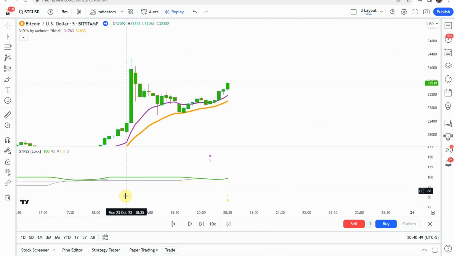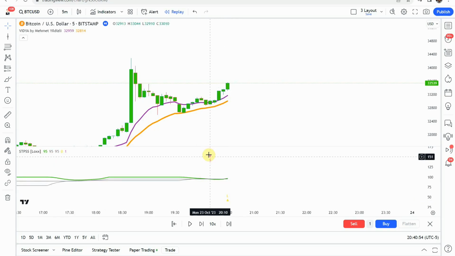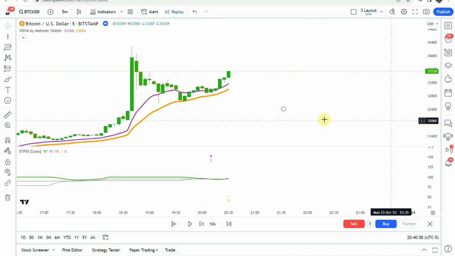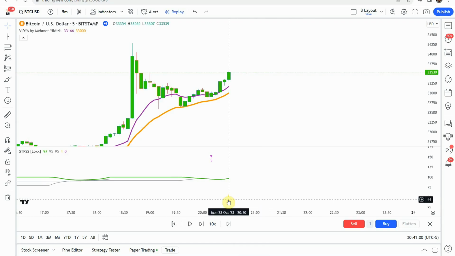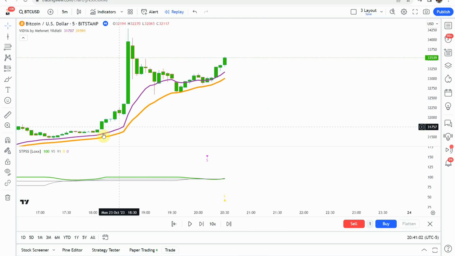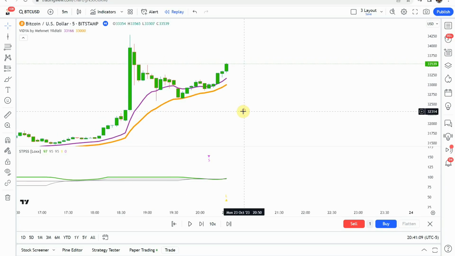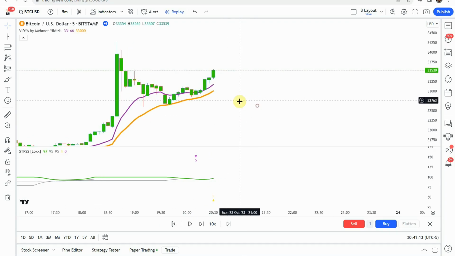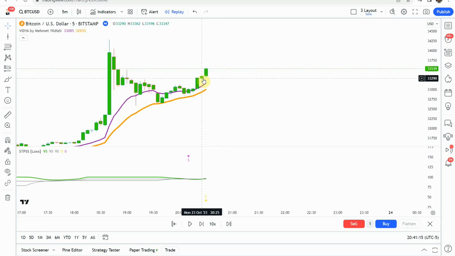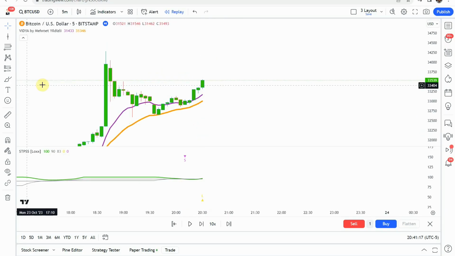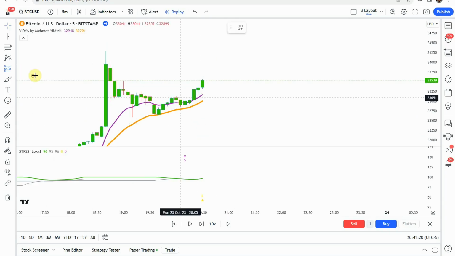Then what we're going to do is look for the stochastic of 2 indicator to give us our short signal or our long signal, and then we're looking for that to line up with the overall trend direction. So right here, you can see that the purple line is above the orange. We are in an overall uptrend, and so then we are looking for the long signal from the stochastic of 2. And we get that all lined up right here, and so that will give us our long trade.